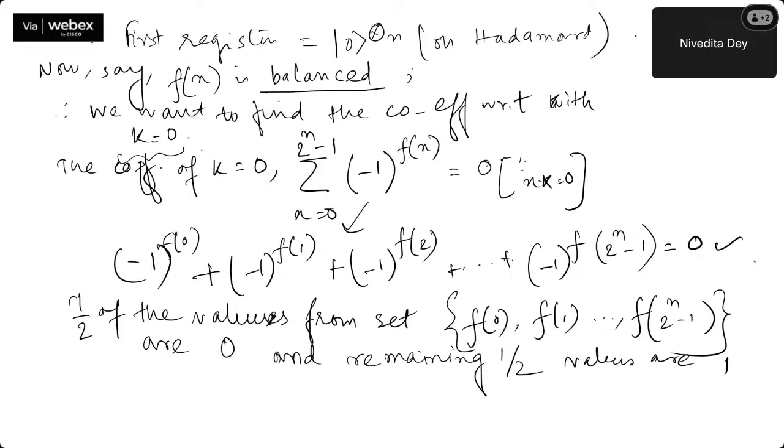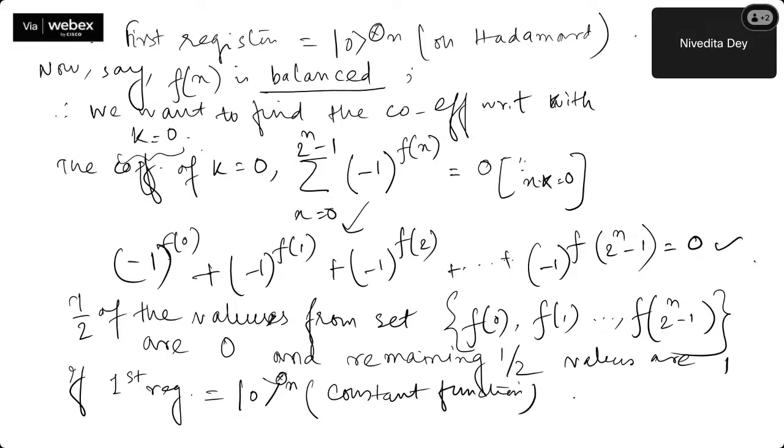So from this expression, we can conclude that if my first register, on Hadamard, gives me a k 0, maybe like this, it's not a single qubit, it's a multi-qubit thing, then it is a constant function. And how to check for balanced? For balanced, for k equals to 0, it's 0.